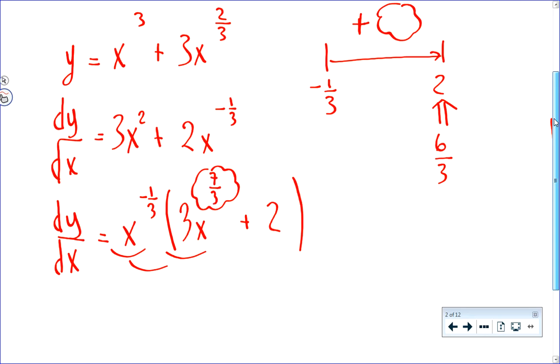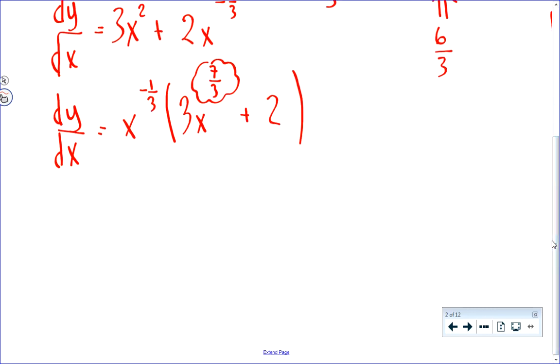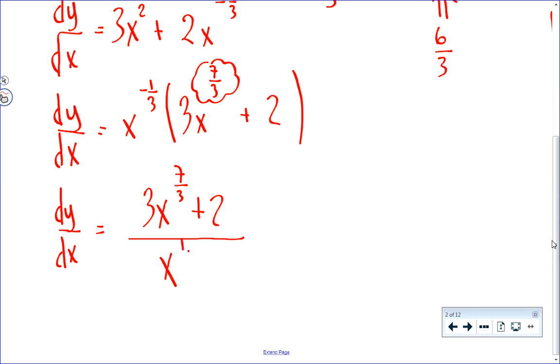And we're almost done here now. Pardon me, we're done the factoring. All I have to do now is express things without negative exponents. So I have dy/dx is equal to (3x to the 7/3 plus 2) divided by x to the 1/3.